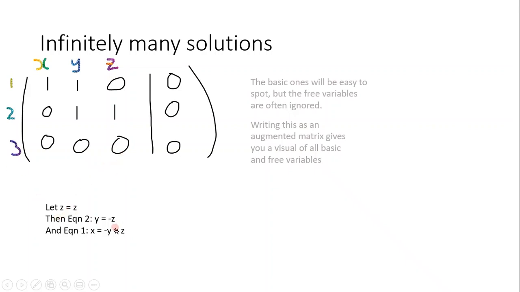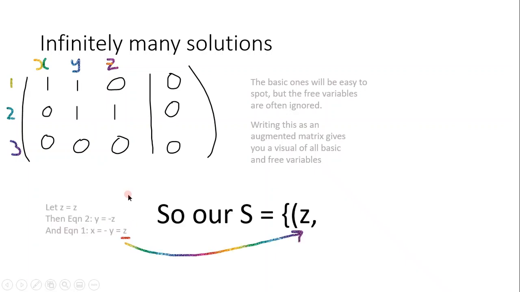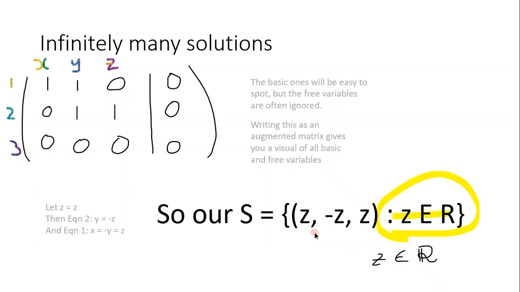So you could have four variables, x, y, z, t, and the same rule follows. So we let z equal z, and then we solve accordingly. So we see that in equation 2, y becomes minus z, in equation 1, x equals minus y, and we have solved that y equals minus z, so x is just equal to z. So our solution set will look like this. Our x is equal to z, our y is equal to minus z, and our z is just equal to z. And always at the end, this means such that z is an element of all real numbers.